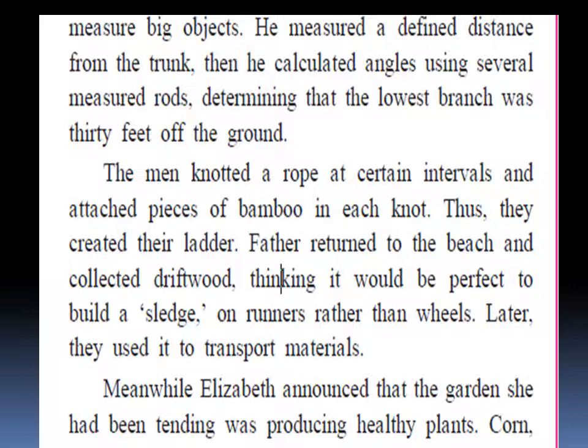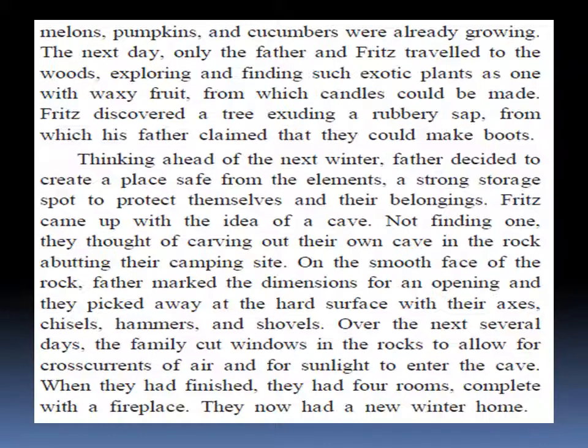Meanwhile, Elizabeth announced that the garden she had been tending was producing healthy plants. She was thinking to have a garden where she could produce healthy plants, and corn, melons, pumpkins and cucumbers were already growing. The next day, look at their plans. Even though they are in a remote place, on such an island away from all the people, they're planning how to settle and how to make use of resources.